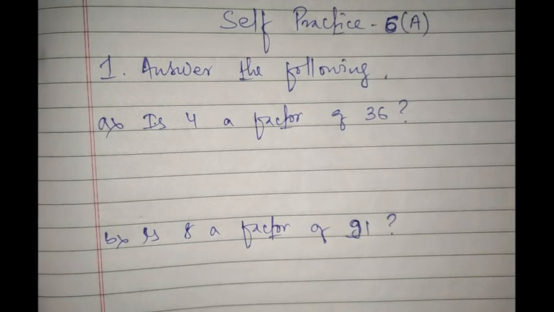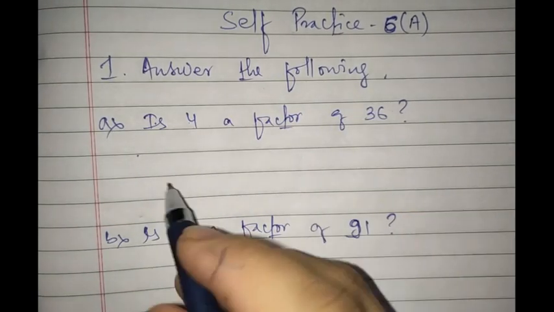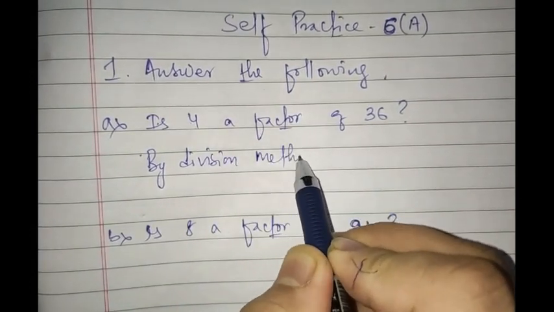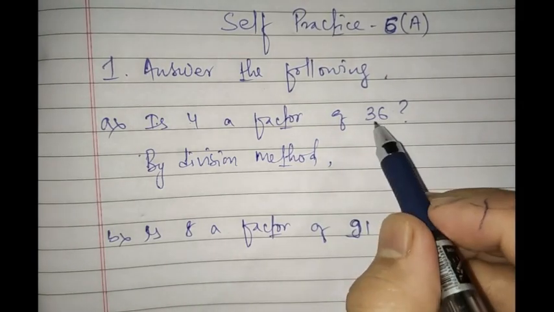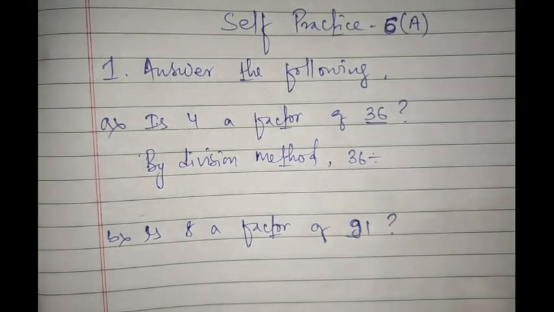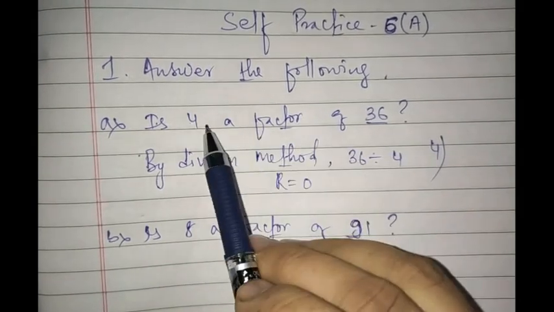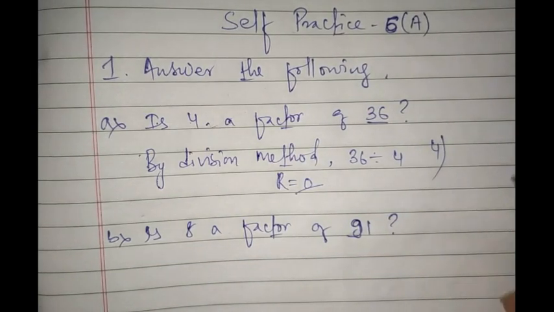How do we do that? We can do this by the simple division method. To check whether 4 is a factor of 36, we will use the division method. In division, you know there is a divisor and a dividend. Here 36 will be the dividend, and the number dividing, the divisor, will be 4. If you get the remainder 0, then yes, it is a factor. Another technique I will tell you after this.